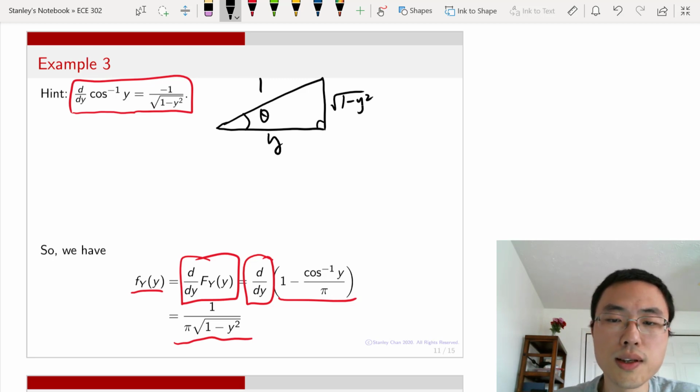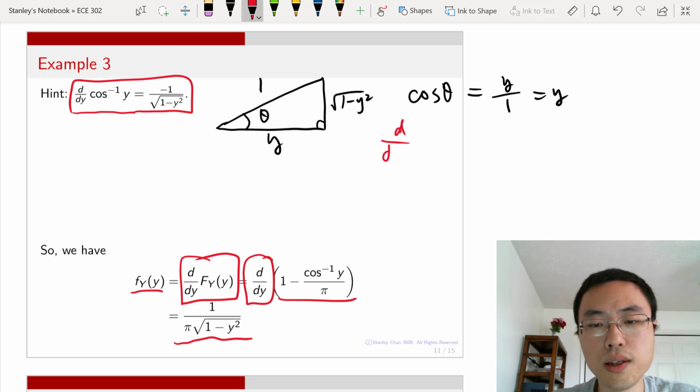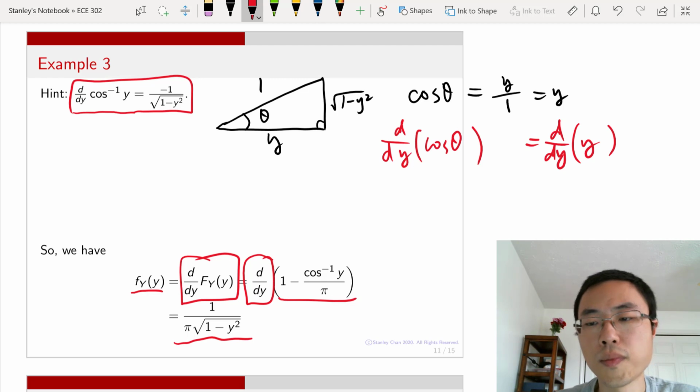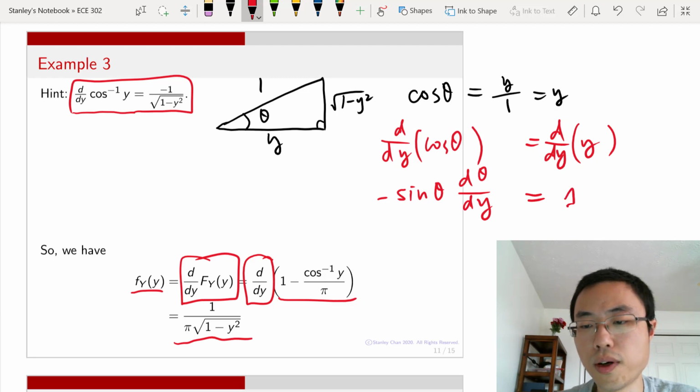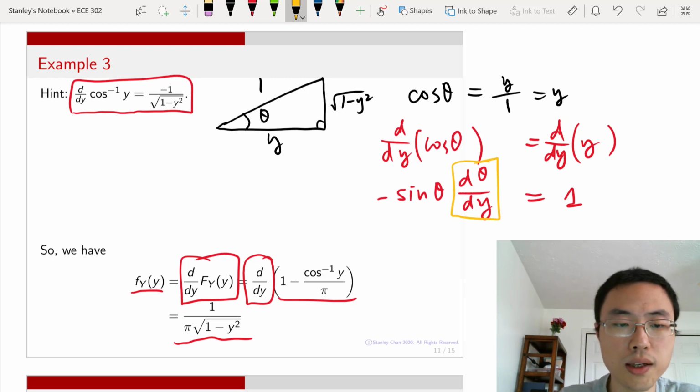Now, what is this theta? Well, we know that cosine theta equals y divided by 1, right? It would be this line divided by this diagonal line. So that's y. And then suppose we take d/dy on both sides of this equation, okay? And then you have cosine theta here. Then what do you have? Well, you have minus sine theta times d theta/dy, and then here you have 1.